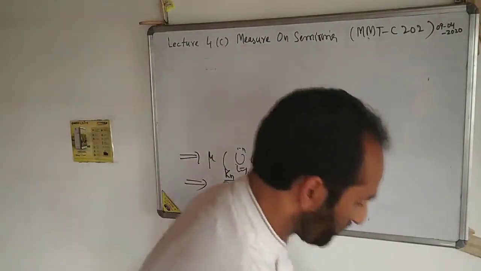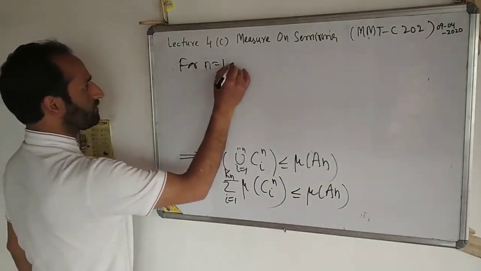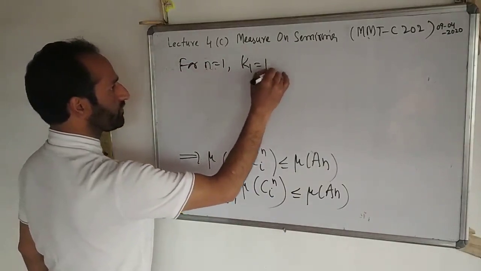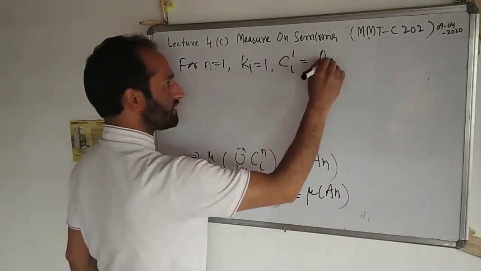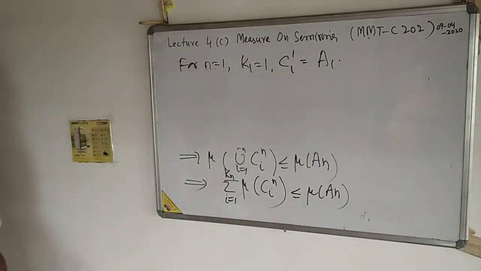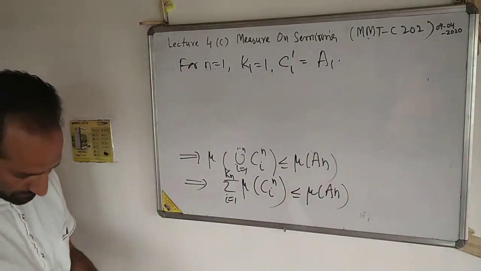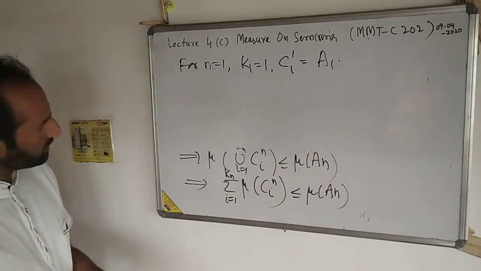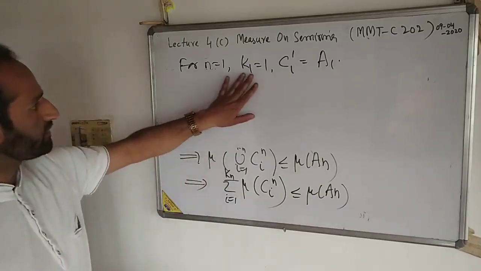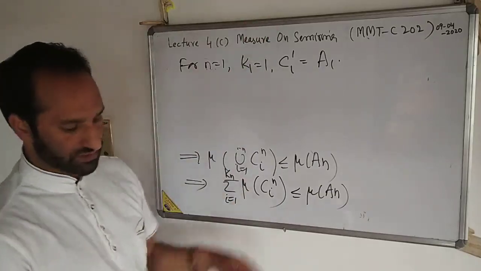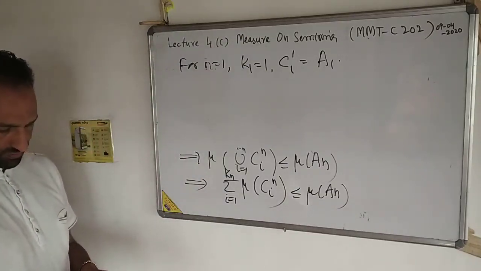For n equal to 1, we can set K1 is equal to 1, C1K1 actually. We can set this as A1. So there is no loss of generality. So we can assume this assumption. We don't lose anything by assuming this. For n equal to 1, we can assume that K1 is equal to 1, C11 is equal to A1. Okay.